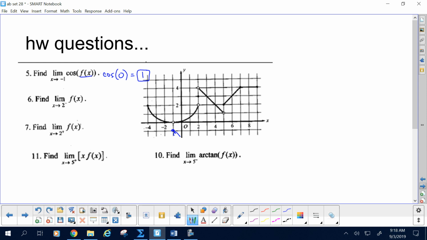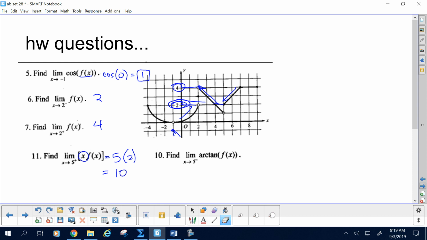The limit as x goes to 2 from the negative side, the y values approach 2. As you approach 2 from the positive side, the y values approach 4. The limit as x goes to 5 of x f of x. This is two pieces. As x goes to 5, what does x go to? As x goes to 5, x goes to 5. Yes. As x goes to 5 from the positive side, y goes to 2. 5 times 2, that is 10.